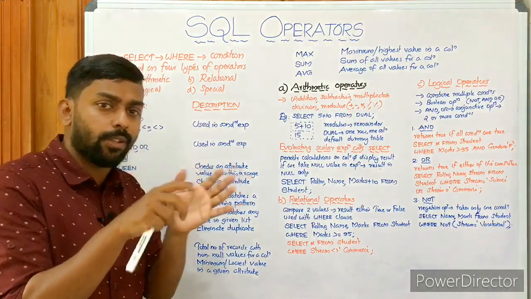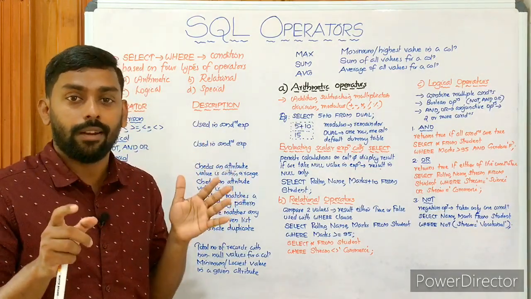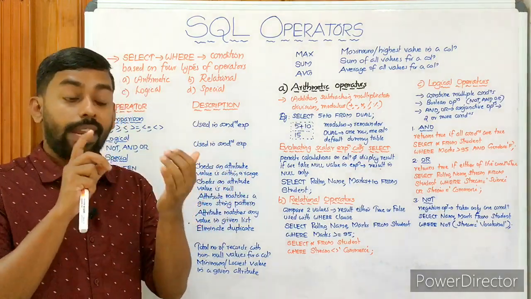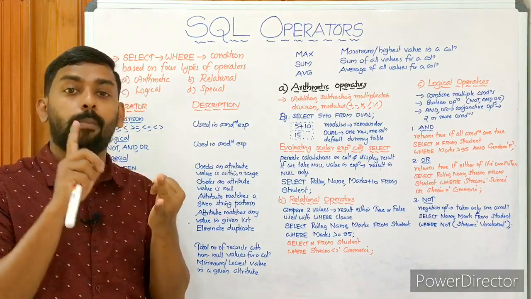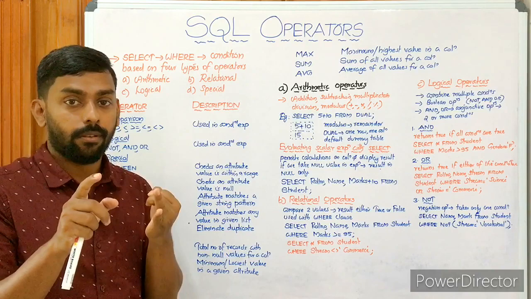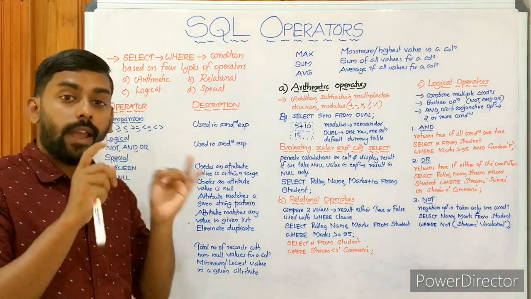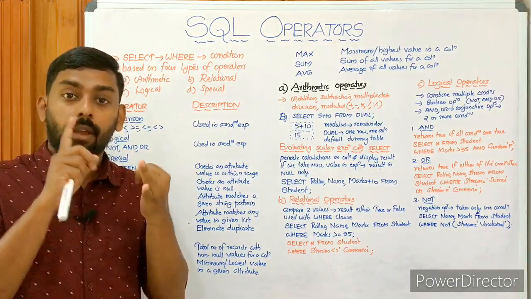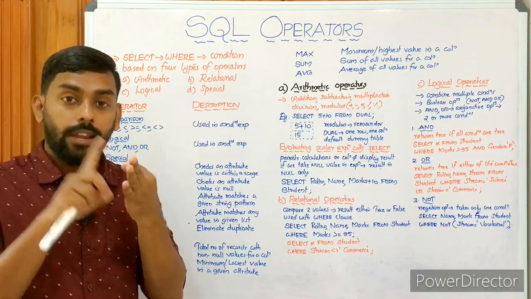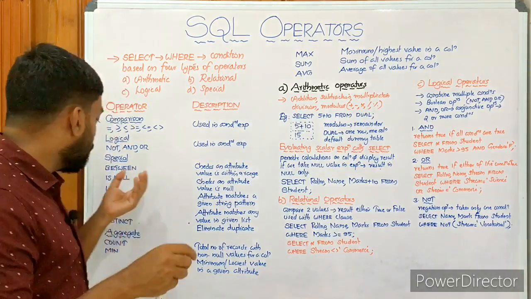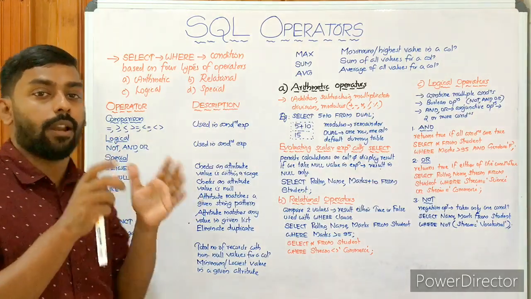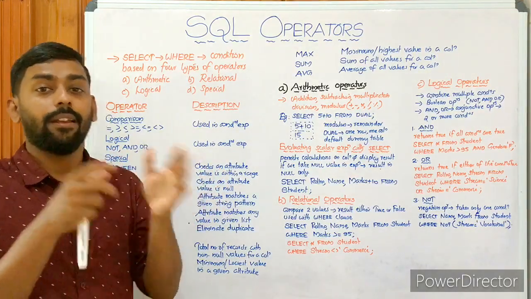Actually, before getting to is null, you should know what null actually is, right? Null is a value which is neither 0 nor a blank space, because 0 is a numeric value and a blank space is a character. So null is a value which is unknown, unavailable, unassigned, and inapplicable.